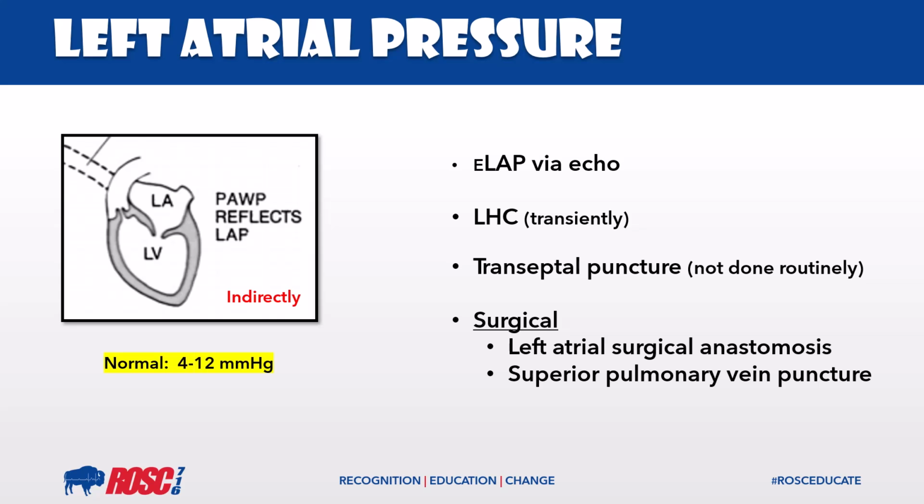And then lastly, we can see left atrial pressure lines in cardiothoracic surgical patients. This catheter is placed in either a left atrial surgical anastomosis or, more commonly, via a puncture of the superior pulmonary vein, which is then fed back into the left atrium. A cardiothoracic surgeon does this at their discretion in a patient that may have severe LV dysfunction, severe mitral valve disease, or severe pulmonary hypertension. If you do come across a patient with a left atrial pressure line, always remember to pull that left atrial pressure line before discontinuing any chest tubes.